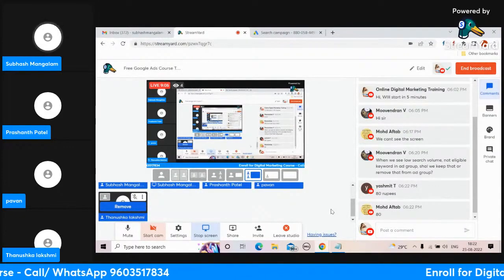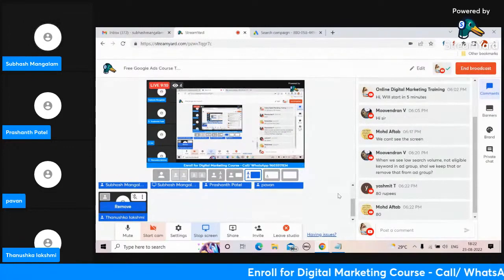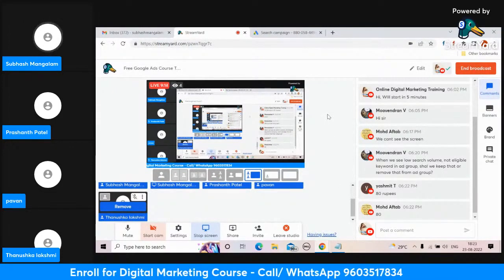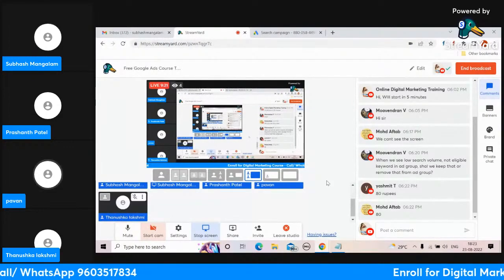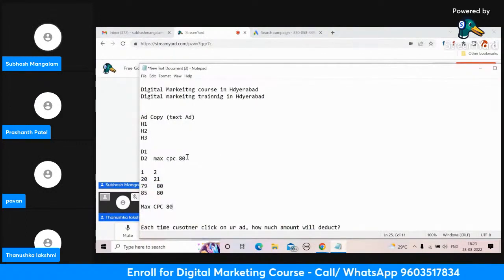If I give you 80 rupees as pocket money, and I told you to spend 80 rupees in a day, will you spend 80 or less? It's up to you, right? Definitely, not every time 80 rupees, right? So here it's clearly mentioned that max is 80.